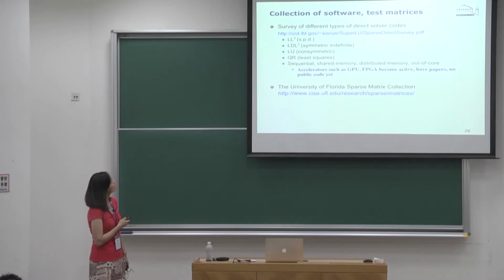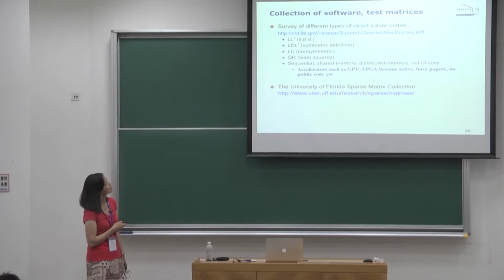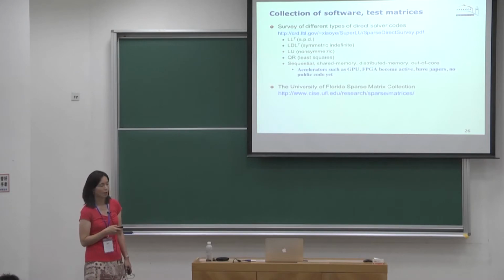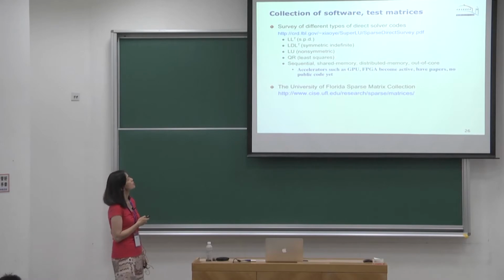And in this little survey, you can see the different kind of factorization: Cholesky, symmetric indefinite, LU, and QR, and also depending on different machines, there are different codes. And nowadays, you have heard about the accelerators, different kind of accelerator attached to the processor, to the CPU, such like GPU, FPGA. They become more active research, but so far there is not a very good, reliable code available. It's still at the research stage.